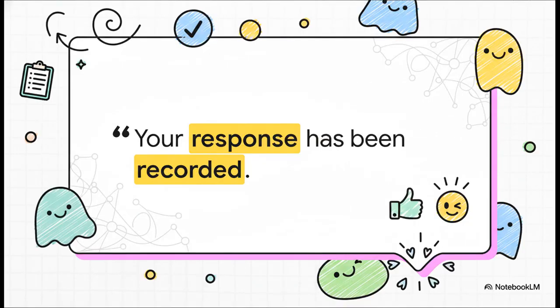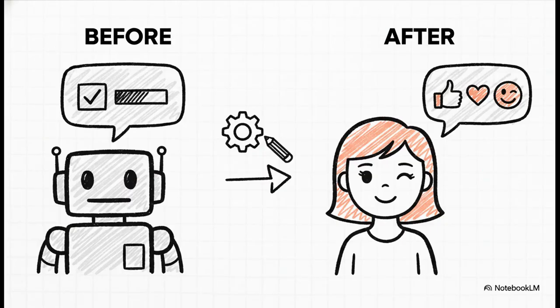So after a user clicks submit, this is what they see by default. Your response has been recorded. I mean, it works, but let's be real, it's a little cold, a little robotic, don't you think? We can do way better. This is why you should always jump into the settings and edit that confirmation message. Change it to something that sounds like you. Something like, hey, thanks for your submission. We'll be in touch soon. It's such a small detail, but it makes a huge difference and leaves people with a much better final impression.